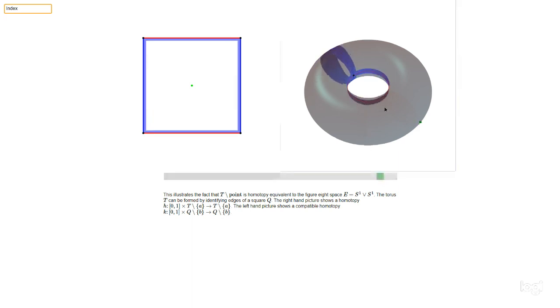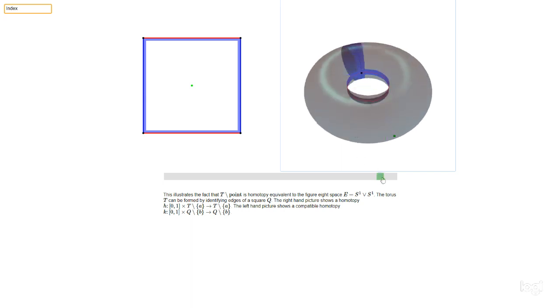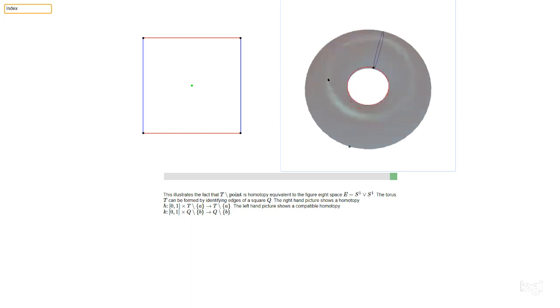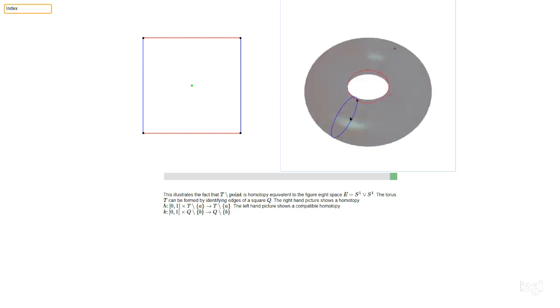Now even on the right-hand side it looks like really thin bands around the two circles, and then at the end it all just collapses down to zero width, and what we've got is this figure eight space consisting of a red circle and a blue circle meeting at this single point here.